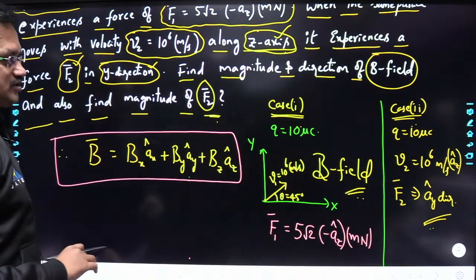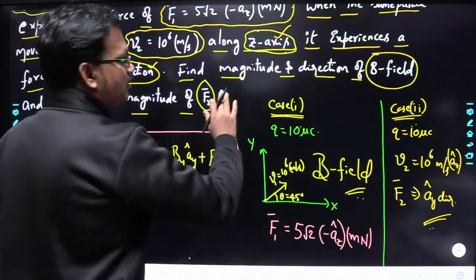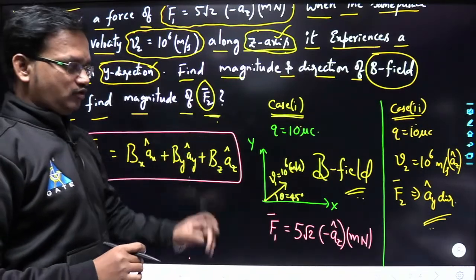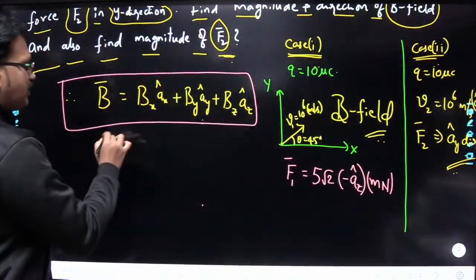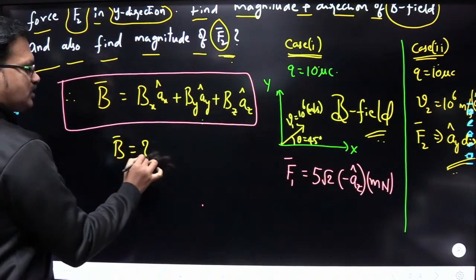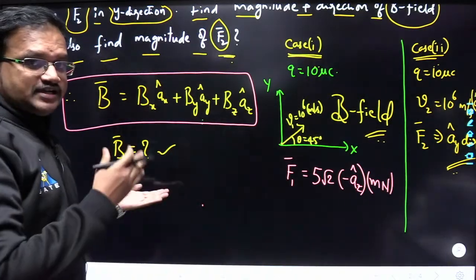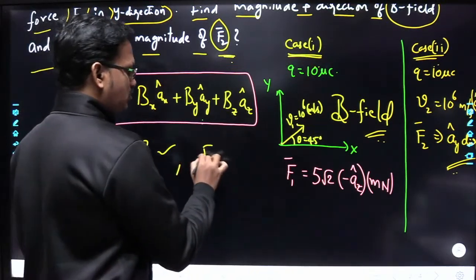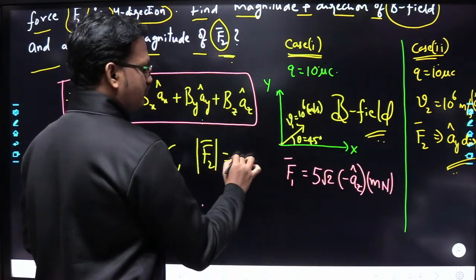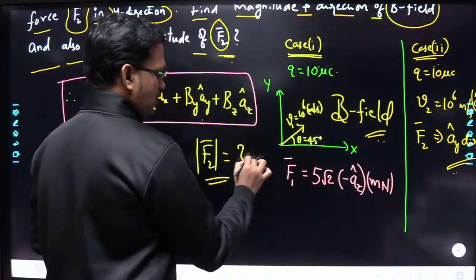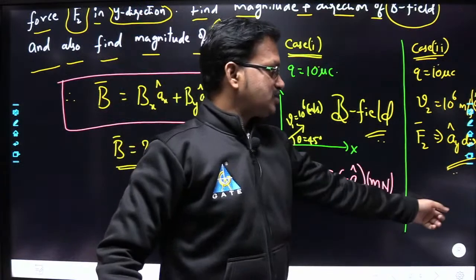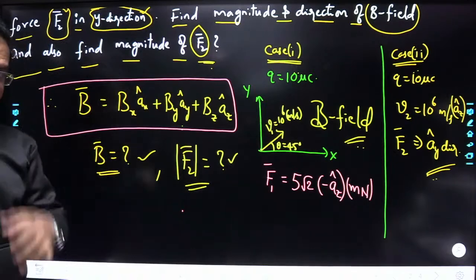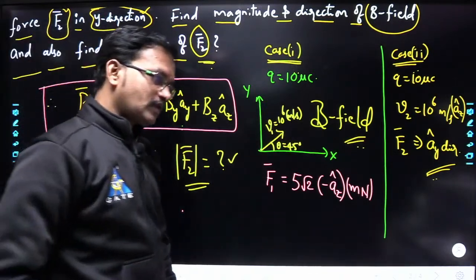Then you have to find the magnitude and direction of the B field, and also the magnitude of F2 bar. That means you have to determine B bar. Once you determine B bar, you can determine its magnitude as well as direction. And you also have to determine the magnitude of F2 bar, since they have already given that it is in the y direction.